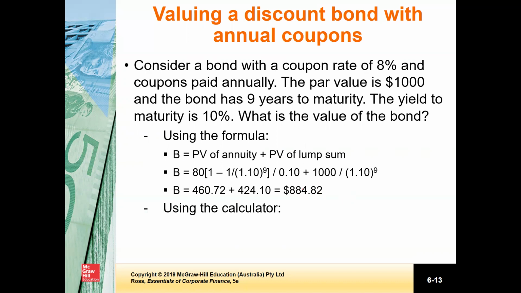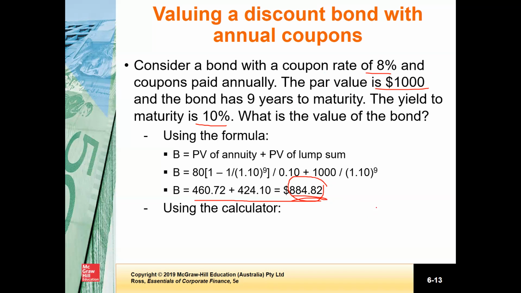Okay, so you can see that the present value of the annuity and the present value of the face value together is 884.82. That means this is the price at which the bond should be sold now. Now, you need to understand one point, that the coupon rate of the bond is 8%, whereas the required rate of return is 10%. The par value of the bond is 1,000. That's the value that will be paid at maturity. However, you see that the current value of the bond is 884.